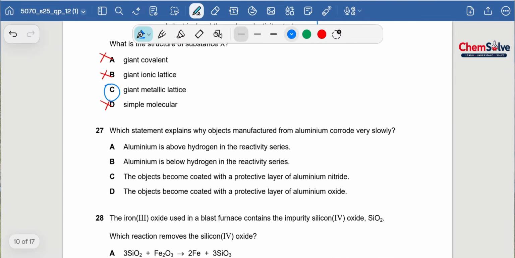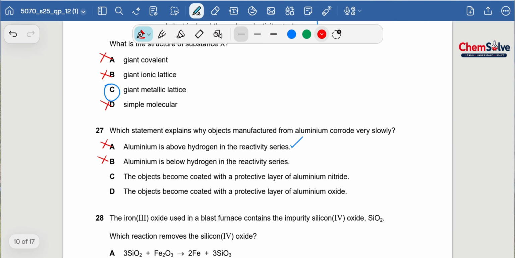Okay, next question. Which statement explains why objects manufactured from aluminium corrode very slowly? Okay, so let's look at the options. Aluminium is above hydrogen in the reactivity series. Yes, this option is correct, but it has nothing to do with this information. We have to talk about the corrosion and reactivity, so it doesn't make any sense here. Aluminium is below hydrogen in the reactivity series. No, this statement is incorrect.